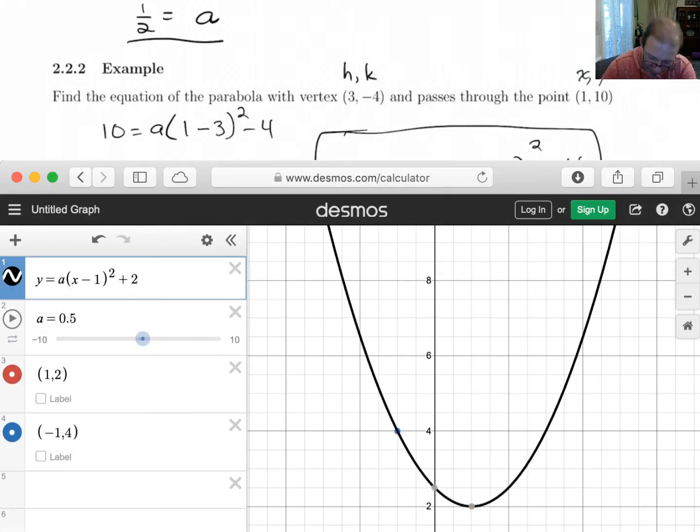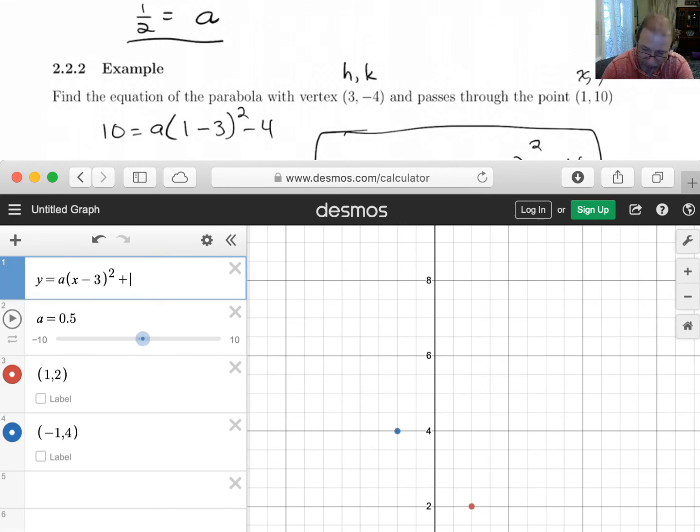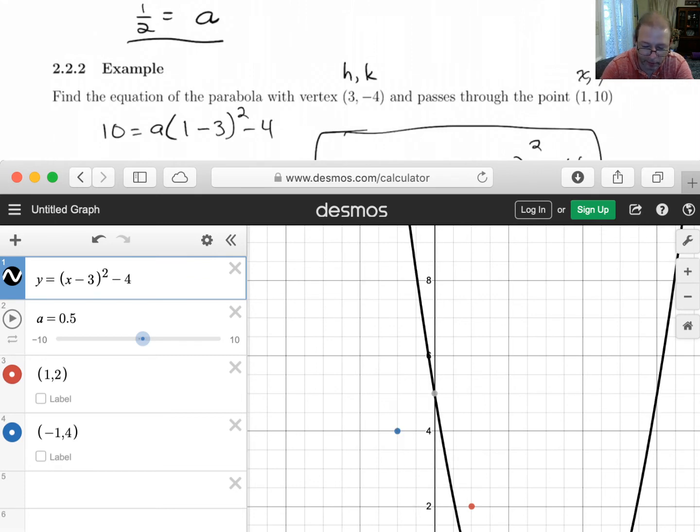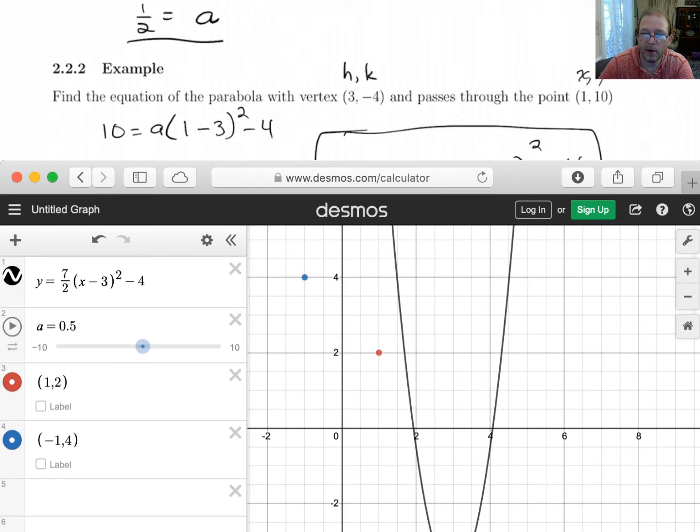Let's see what we come up with. x minus 3, minus 4. This is supposed to be 7/2. So let's see. Did that work? What was our vertex supposed to be? 3, negative 4. Let's see. Yeah, we're good. 3, negative 4.